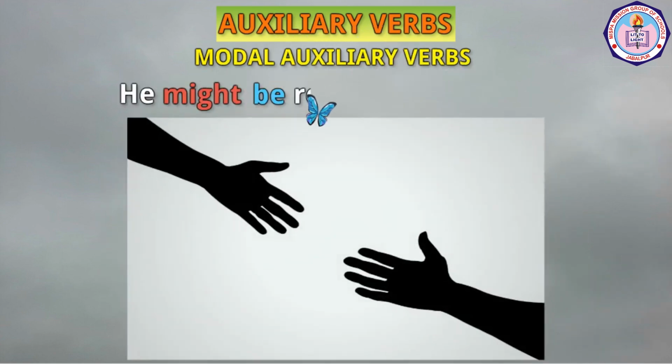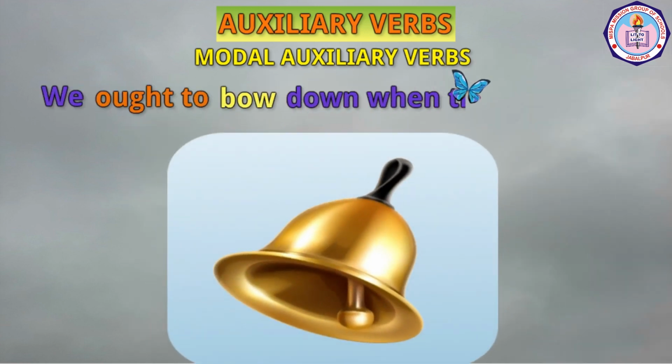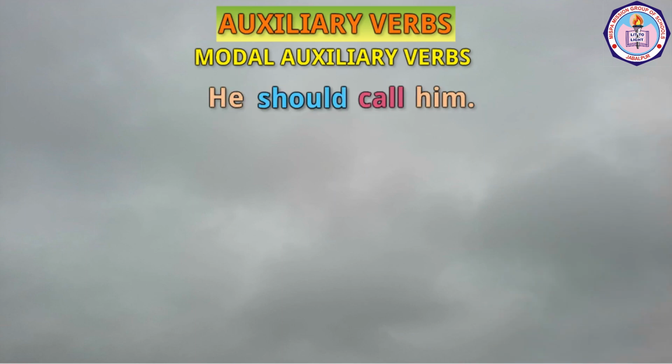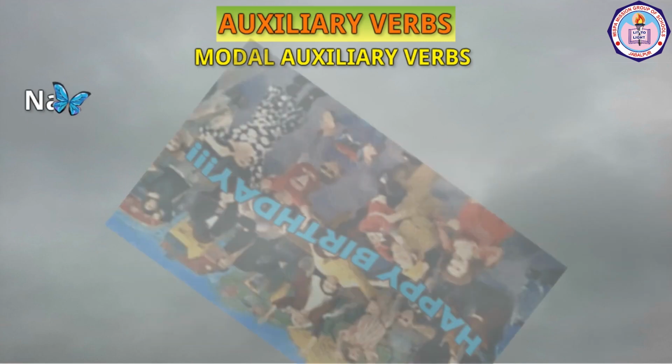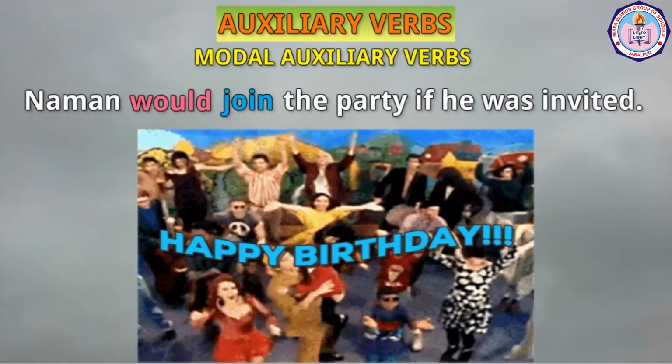He might be ready to help you. Here, might is the modal verb helping the main verb be. We ought to bow down when the bell rings. Here, ought to is the modal verb helping the main verb bow. He should call him. Here, should is the modal verb helping the main verb call. I'll go there. Here, will is the modal verb helping the main verb go. Naman would join the party if he was invited. Here, would is the modal verb helping the main verb join.